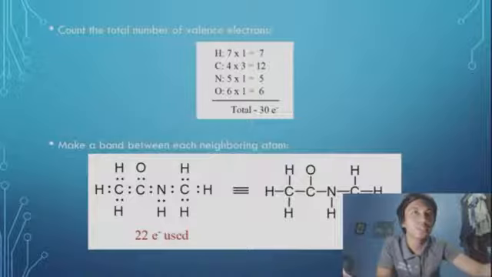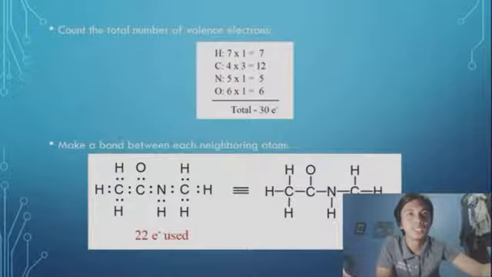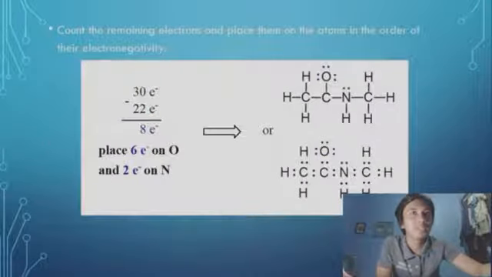We need to count the total number of valence electrons. So here we have 30 valence electrons, and make a bond between each neighboring atom. As you can see here, they are bound to each other. Then count the remaining electrons and place them on the atoms in the order of their electronegativity. For example, we have to place the 6 electrons on oxygen and 2 electrons on nitrogen.